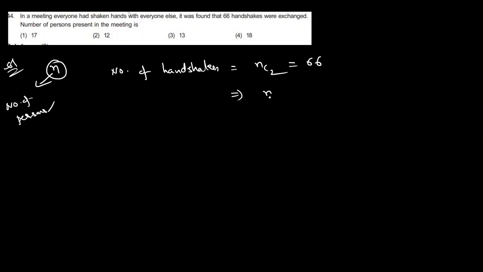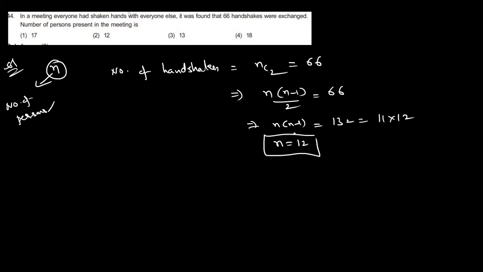NC2 means N into N minus 1 by 2 is equal to 66. Simplify. N into N minus 1 is the product of two consecutive numbers. 66 into 2 is 132, that means 11 into 12. So N can be 12, and 12 minus 1 is 11. So the number of persons is 12.